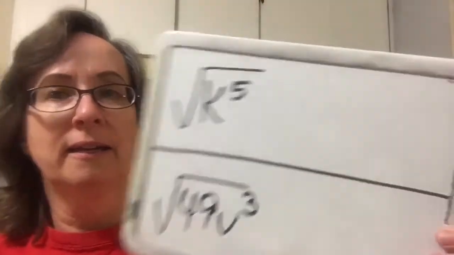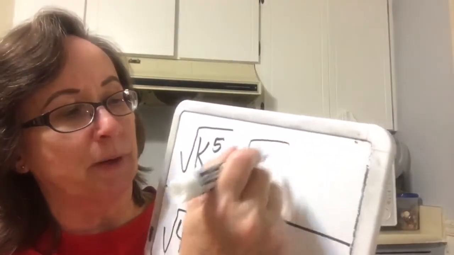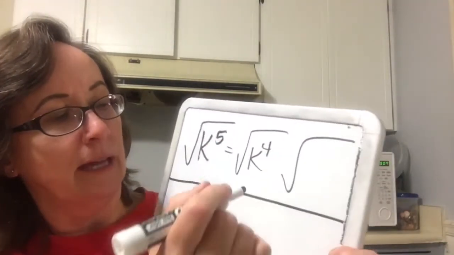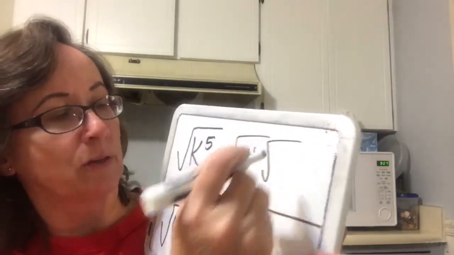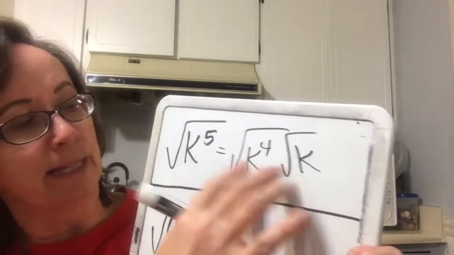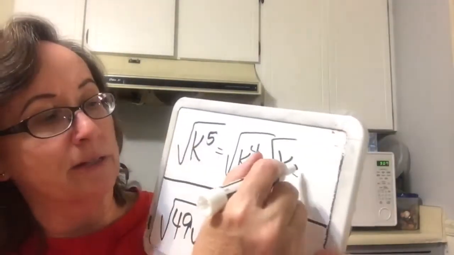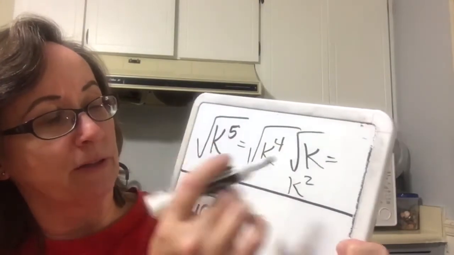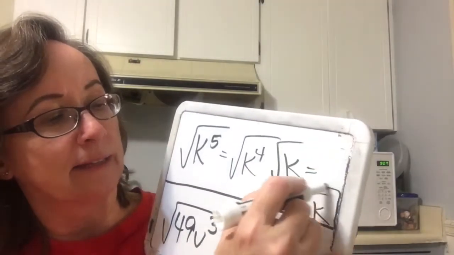And here we have another board where we need to split up the k into a perfect square and what's left over. k to the 5th is k to the 4th, and then times, I wrote that really big, the square root of the leftover, which is k. So when I multiply these together, they still go back to k to the 5th. But when I bring this out, I get k squared coming out. 4 divided by the 2 is k squared. And then I tack on the k.